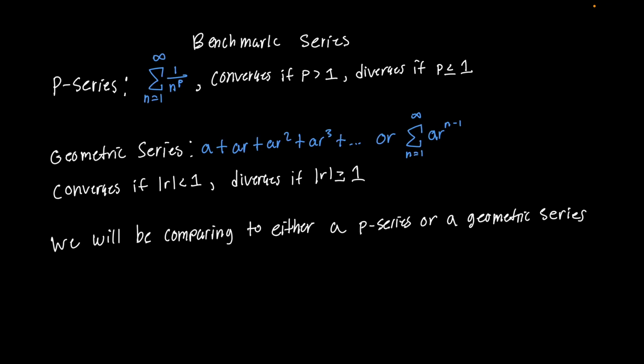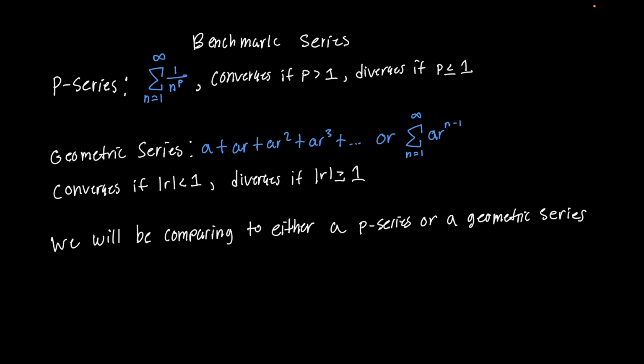These are the series we're going to be comparing it to. We call them the benchmark series. Before we start the new test, let's remind ourselves of the two main benchmark series. The first one is a p-series, 1 over n to the p, where the series converges if your p value is greater than 1, and it diverges if your p value is less than or equal to 1. This is useful because many complicated fractions simplify to something that behaves like 1 over n to the p, or the p-series.